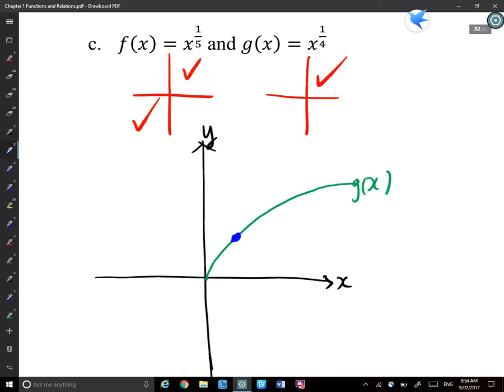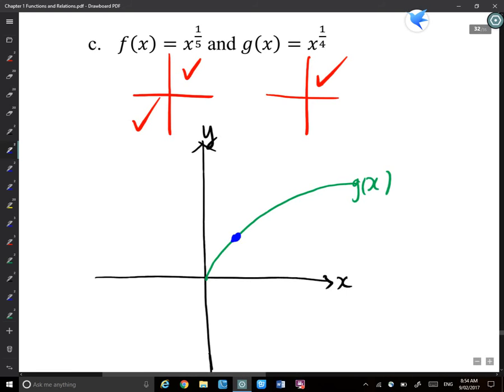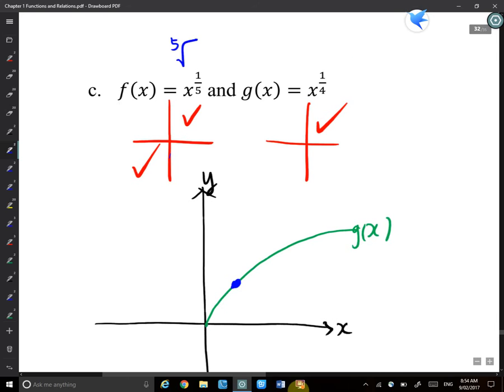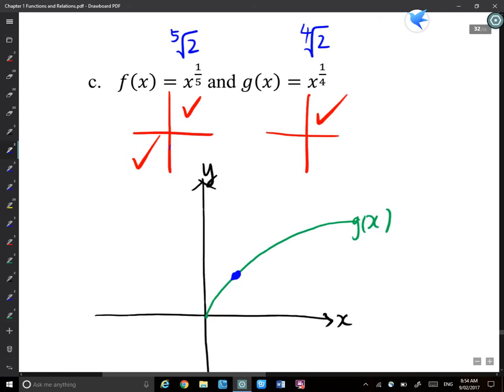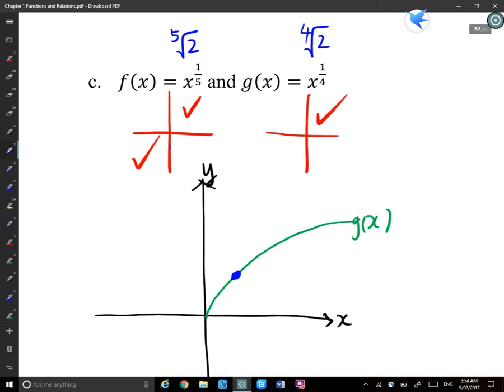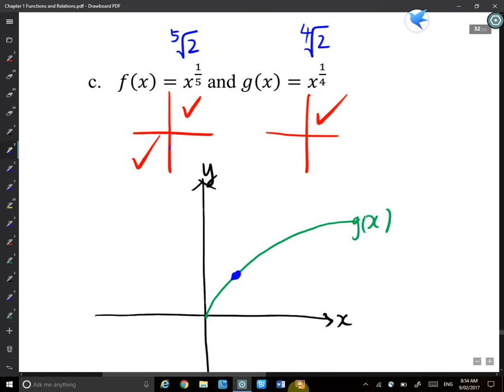If they intersect at the point (1, 1), after 1, let's say x to the power of 2, so 2 and 2, which one will be larger? gx will be larger, right? gx will be larger, so fx will be lower. So if fx is lower after 1, fx needs to be higher before 1 then. So the graph will look like this.